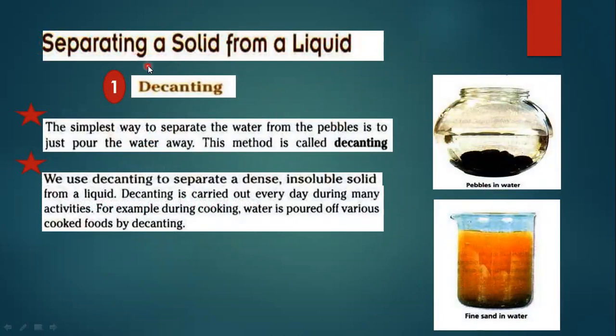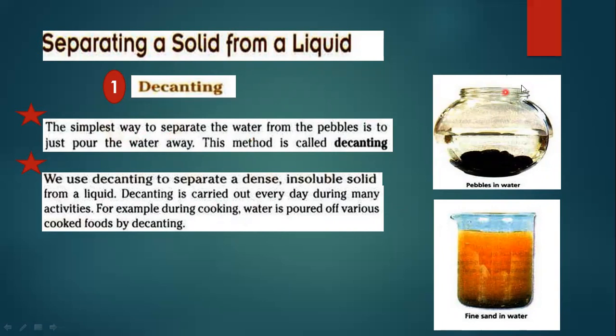Firstly, how to separate a solid from a liquid. For such separations, we can use one technique that is called decanting, the simplest way to separate any solid from a liquid. Decanting is the simplest way, and it means carefully pouring off the liquid and leaving the undissolved solids.